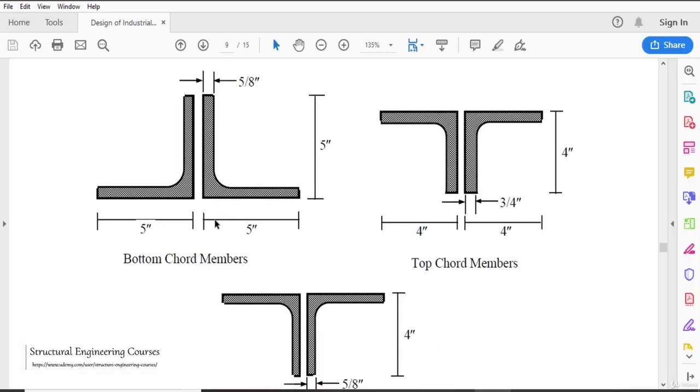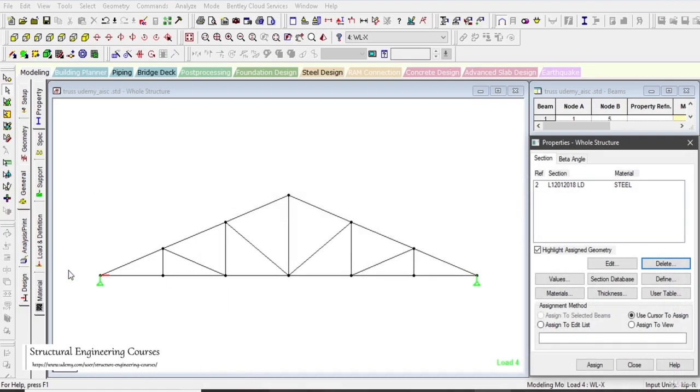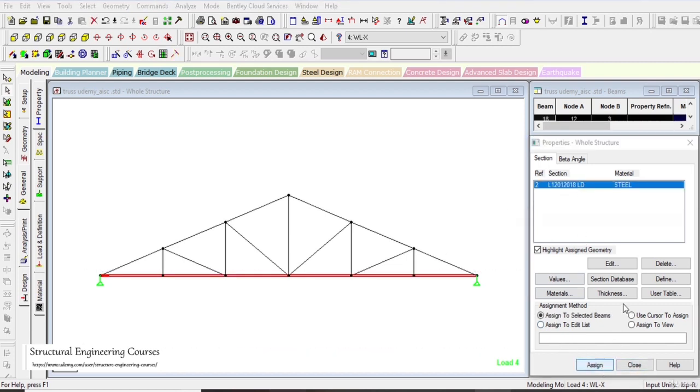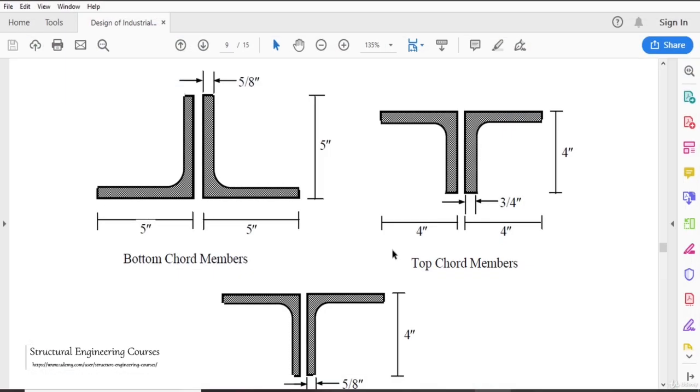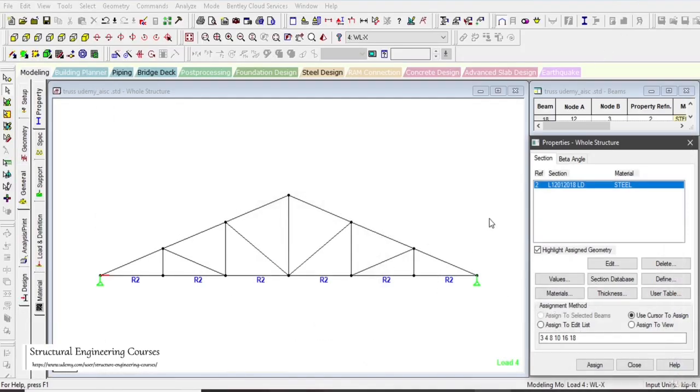The author has predicted this for the bottom chord. So this is the bottom chord here, and for the top chord member, the author has predicted that the size is approximately 4 by 4 by 3/4. So left click on section database again.